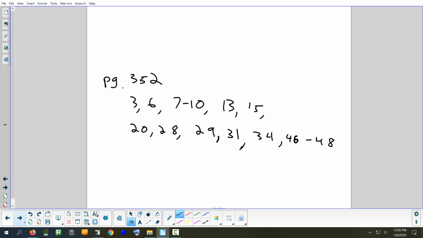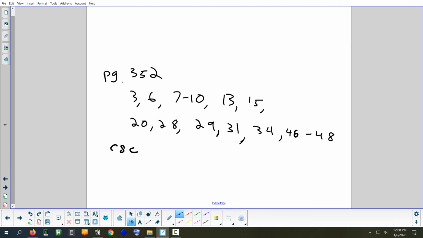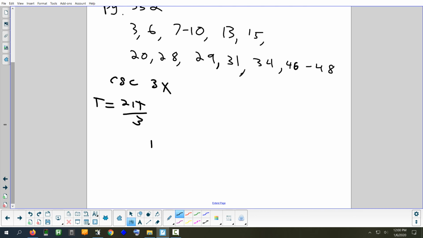So if it was like cosecant 3x, what would the period be? Period would be 2 pi over 3. Okay. So your answers, without doing the rest of the problem, would each have this on the end of it. Plus 2 pi over 3n. Okay. This right here, use your graphing calculator to figure it out.